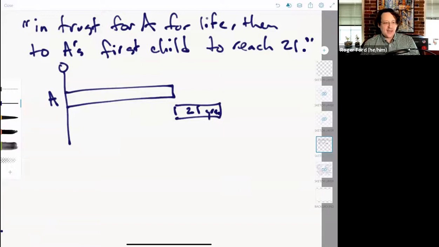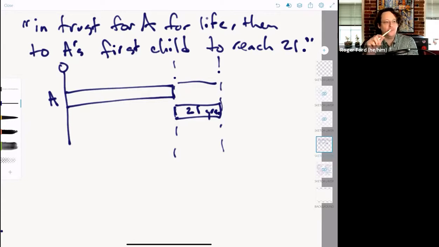And so A is what we call the validating life, where A is someone who is alive at the time of the original grant, and all of the contingencies will be resolved necessarily within 21 years of A's death. The only contingency here being which is the first child of A to reach 21.